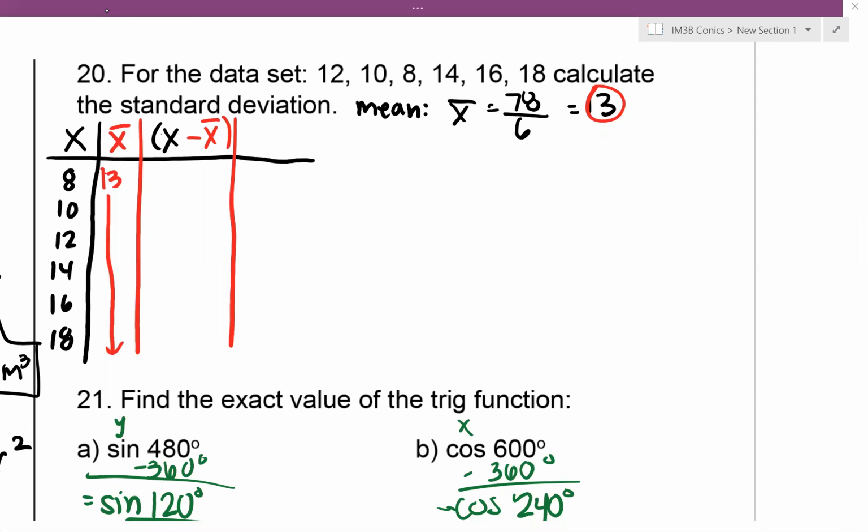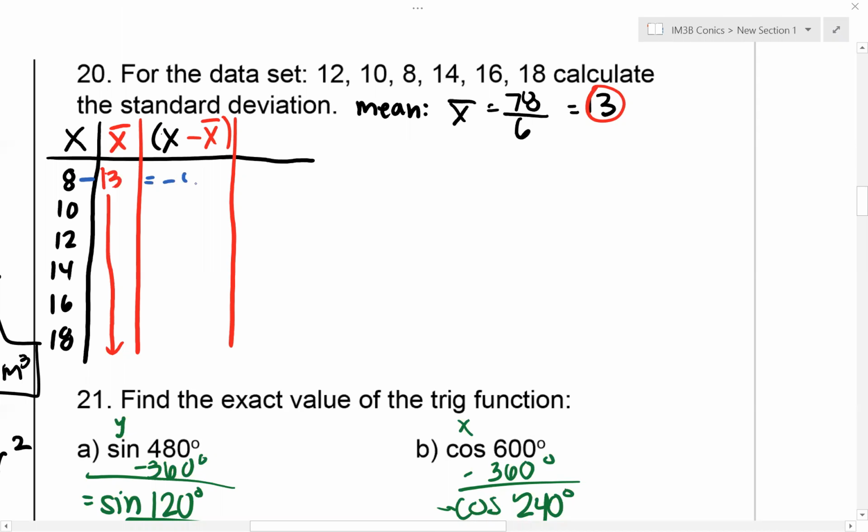And so that's going to give us, so 8 minus 13 is negative 5. 10 minus 13 is negative 3. 12 minus 13 is negative 1. 14 minus 13 is positive 1. 16 minus 13 is positive 3. 18 minus 13 is positive 5.